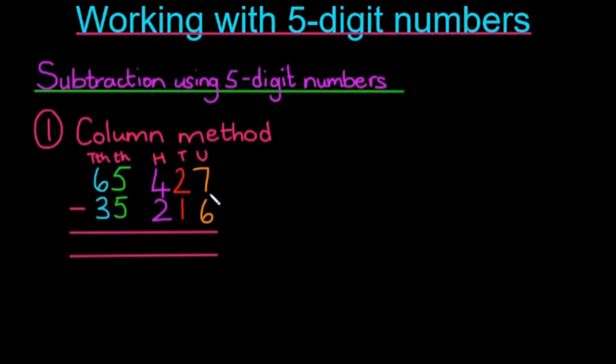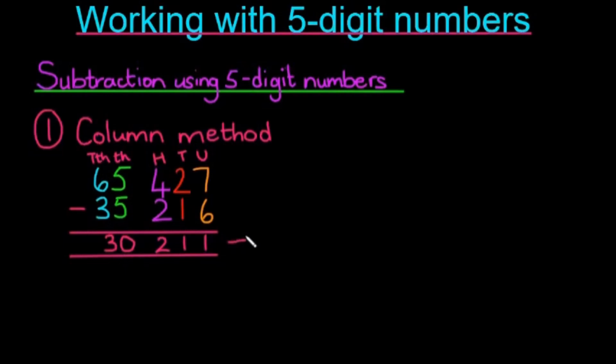So in our units column, we have 7 minus 6. This will give us an answer of 1. In our tens column, we have 2 minus 1. This gives us an answer of 1 as well. In our hundreds column, we have 4 minus 2. This gives us an answer of 2. In our thousands column, we have 5 minus 5, which is 0. And in our 10,000s column, we have 6 minus 3, which gives us an answer of 3.